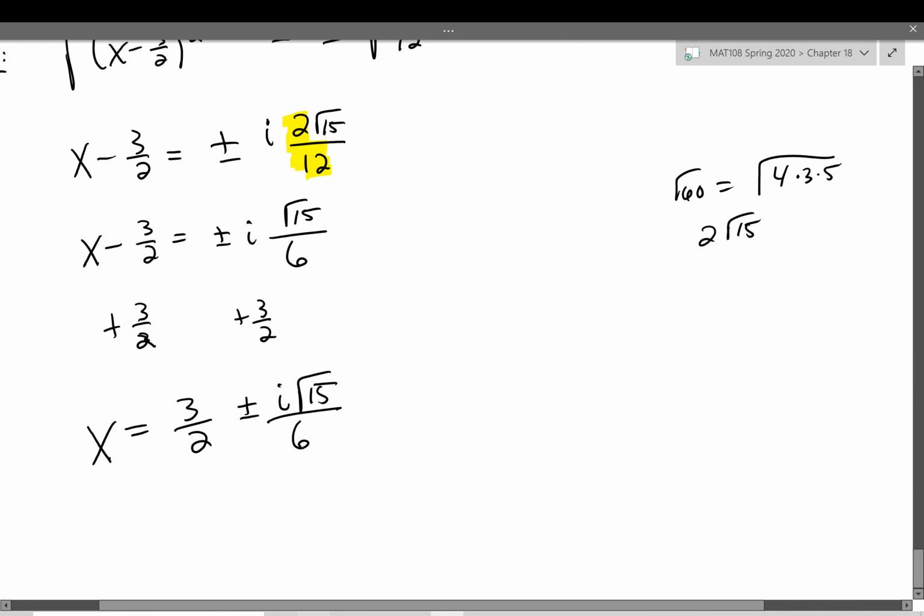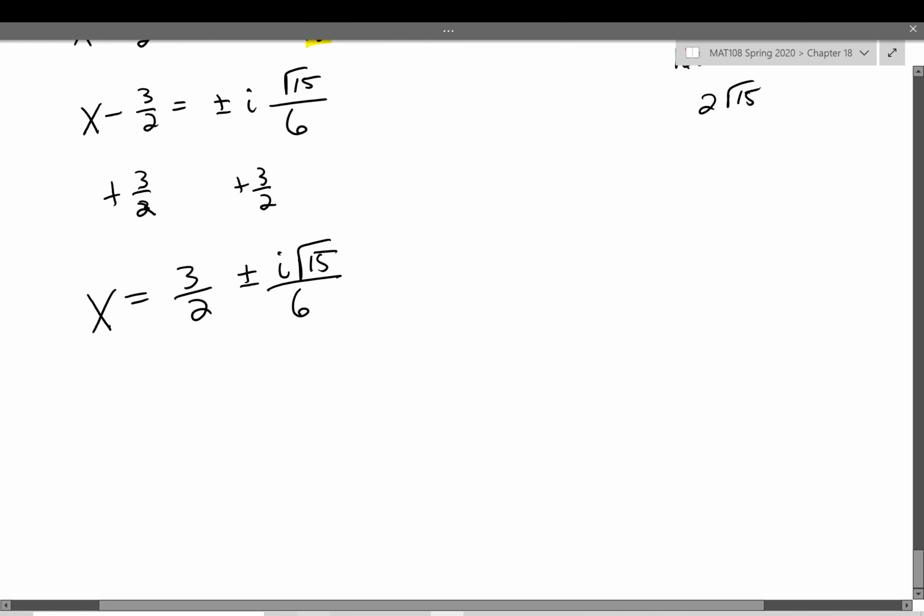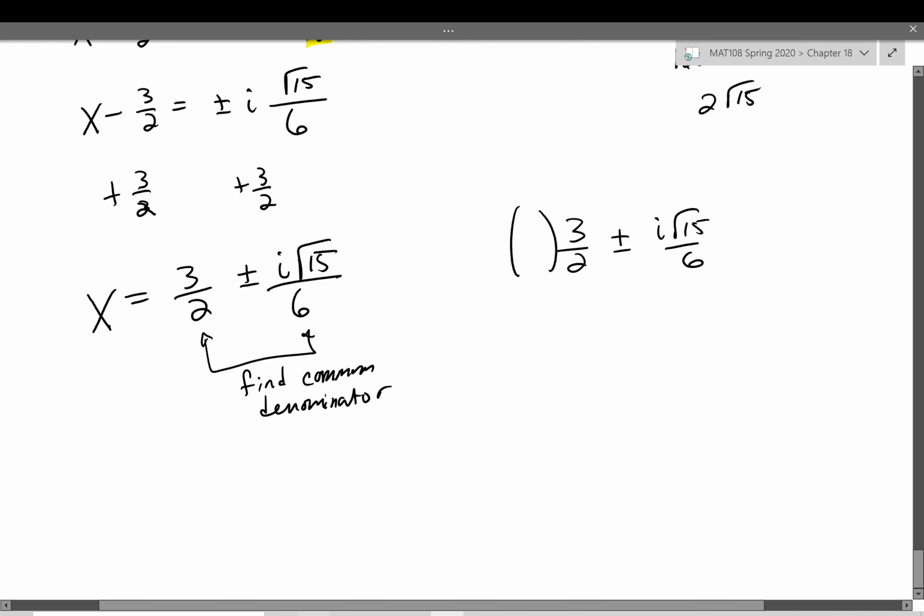Okay? And last but not least, we're going to find our common denominator. Okay, and we're going to add these two together. So 3 over 2 plus or minus i square root of 15 over 6. The common denominator would be 6. So I have to multiply the first fraction by 3 over 3. That's going to give me 9 plus or minus i square root of 15 all over 6 for our final answer. All right?